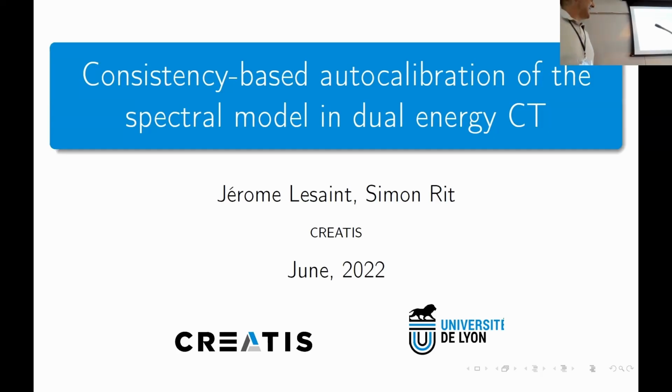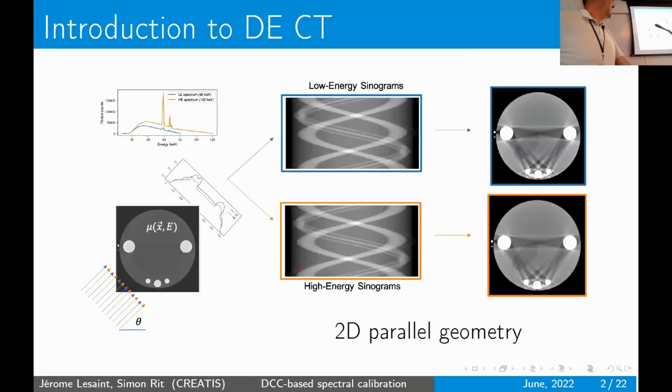I'm going to present a preliminary study on consistency-based auto-calibration of the spectral model in dual energy CT. This is work I've carried out with Simon Rit at Creatis in Lyon. The basic principle of dual energy CT is this: we have an object which we model by its linear attenuation coefficient, mu, which we illuminate with two different spectra, so we get two different sinograms. I should mention that all this work is in 2D parallel geometry.